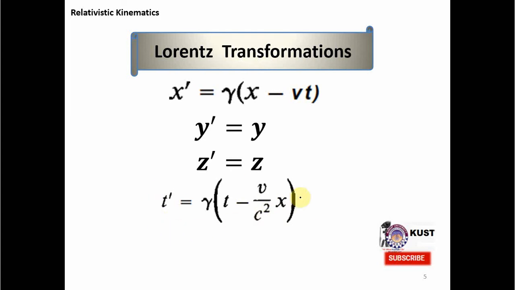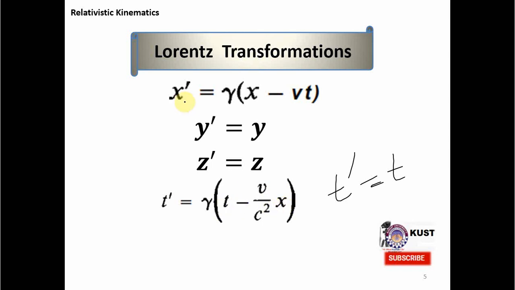So this is an important point, because in Galilean transformation, t prime is equal to t, which means that time is absolute. But in Lorentz transformation, or in special theory of relativity, time is not absolute and time is changing. So you can see that t prime is not equal to t, and it even involves the position.